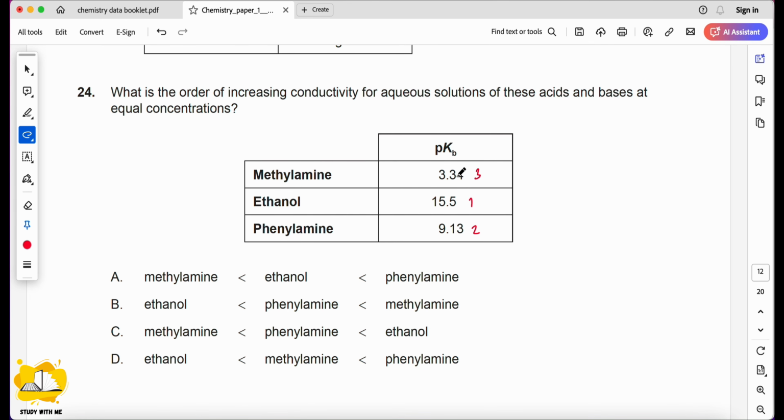The stronger base will dissociate more, so it will have more ions, so it will have higher conductivity. And methylamine is the strongest one. Therefore, we can give the order starting from ethanol, then moving to phenylamine, and then moving to methylamine as the strongest one.